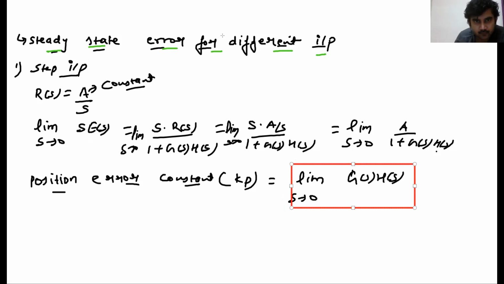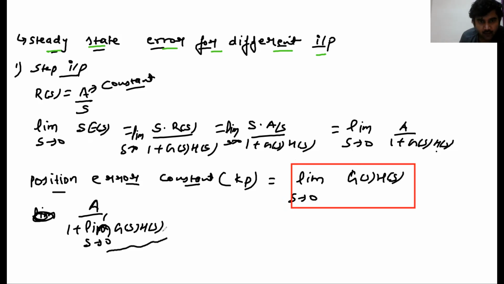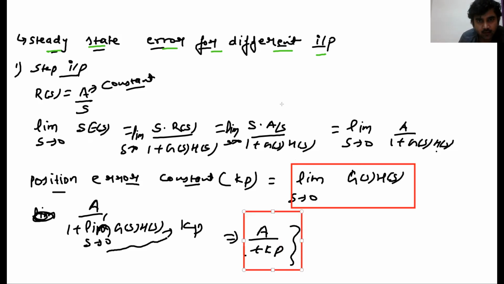Now, if we go back here, A by 1 plus limit s tends to 0 G(s)H(s), and we have denoted this by Kp. This will become A by 1 plus Kp. So this is your error for step input, A by 1 plus Kp, where A is just some constant of the input and Kp is your position error constant, given by limit s tends to 0 G(s)H(s).